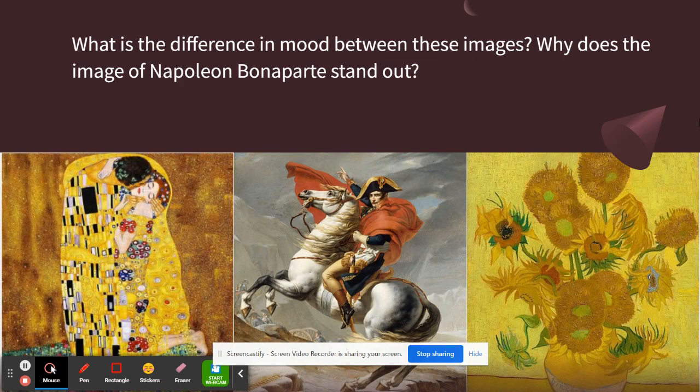So look at these three images here. These are all warm toned images for the most part. And what is the difference in mood between these images? Think about the emotions that you think of for these. And tell me, why does the image of Napoleon Bonaparte, that guy on the horse in the middle, stand out? What's different about his image? Even though all of these are warm toned images, why is his different than the two on either side?